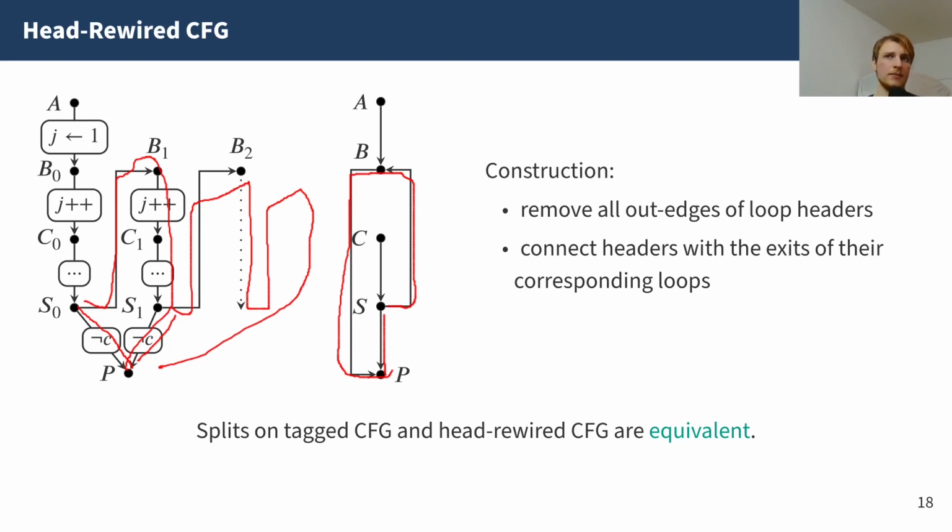Proving this equivalence was probably the most involved part of the Coq proof. This representation now is well suited to compute the splits in our analysis, because in contrast to the tagged CFG, it is finite and it's also very easy to construct. In the novel algorithm that is discussed in the paper, to compute these splits, we actually also make use of the acyclicity of the head-rewired CFG.